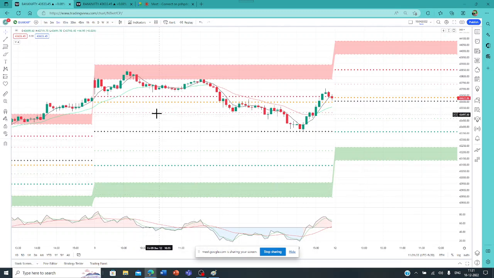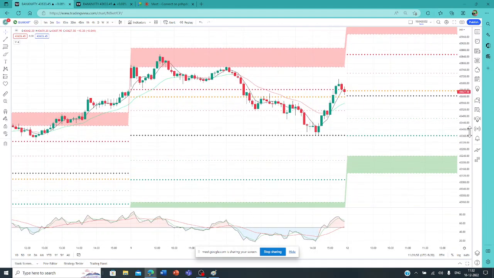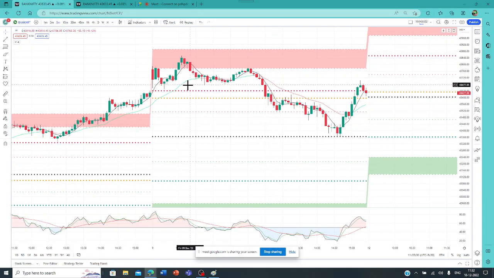And this small dotted red line here is my resistance one, and this small line is my support line. And this is the midpoint of R1 and R2, resistance one and support one. This is my previous day's low. This yellow you see is previous day close, and this is previous day high, right? Okay. Now see what happened.